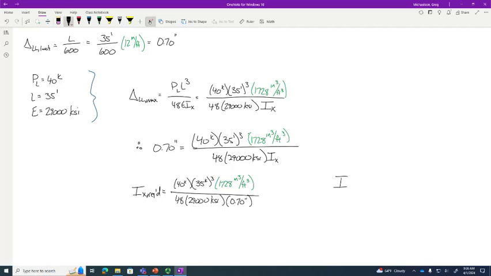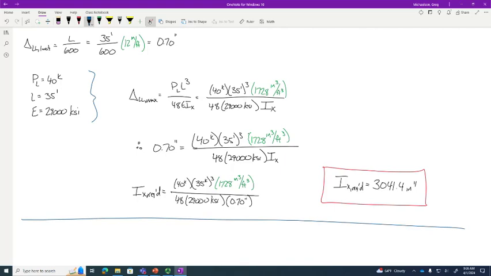And what do we get for Ix required? 3,041.38. Say it again. 3,041.38. We'll call it that. Okay. So now we've got another thing to add to our design list.